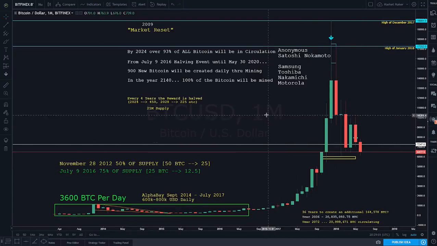If we come all the way to when all 21 million Bitcoin will exist, we're going to be waiting until 2140. So that is many years from today. The majority of us will likely no longer be on planet Earth in this physical form that we are today. However, right now, based off of the current algorithm, until the next halving event occurs May 30th, 2020, there are 900 new Bitcoin being created each and every single day.